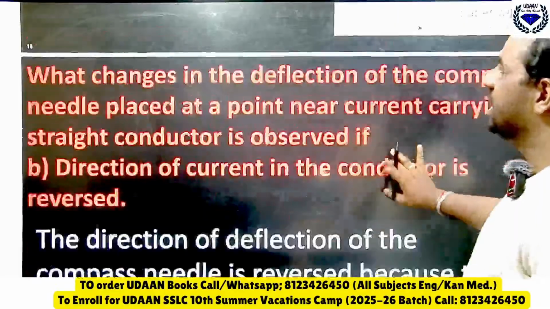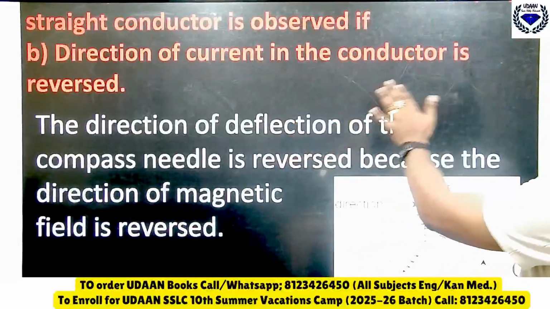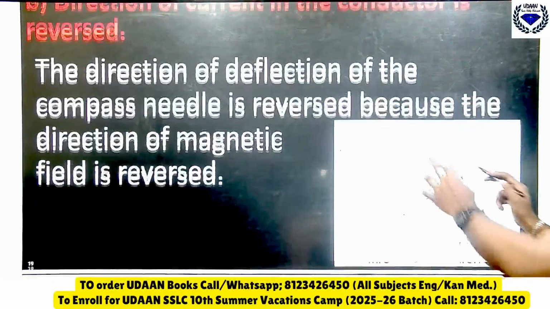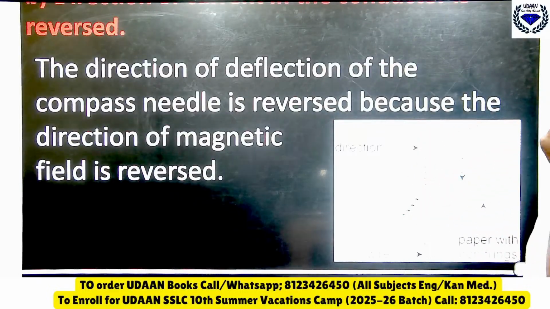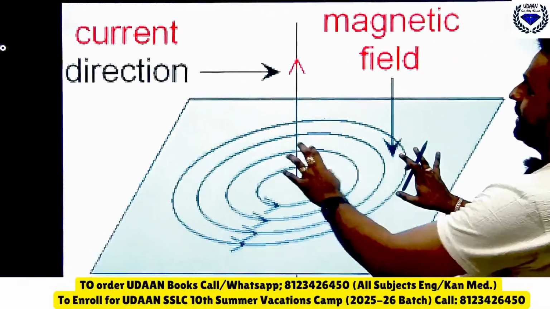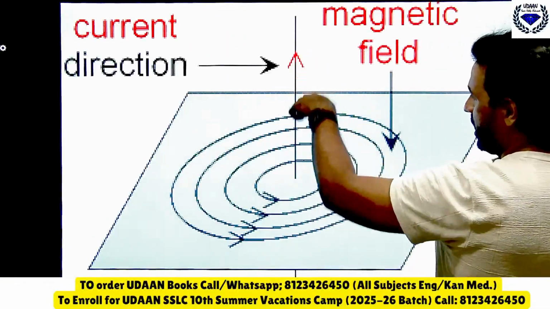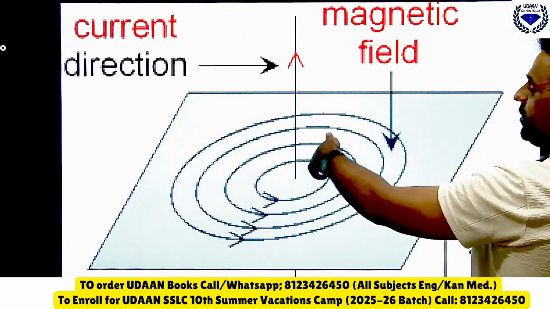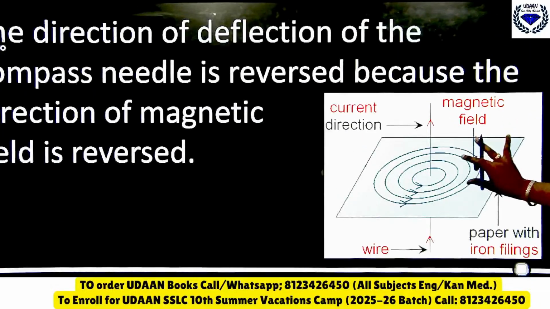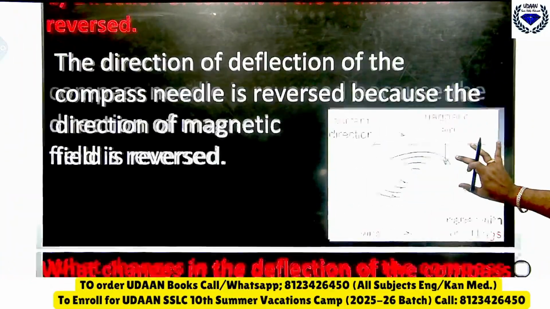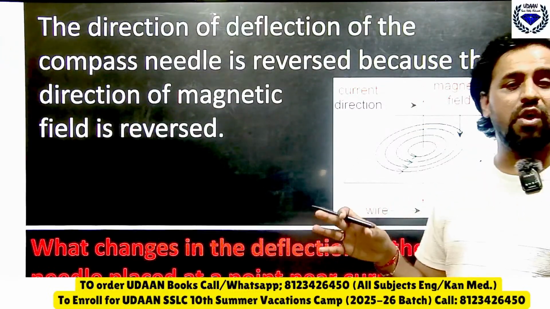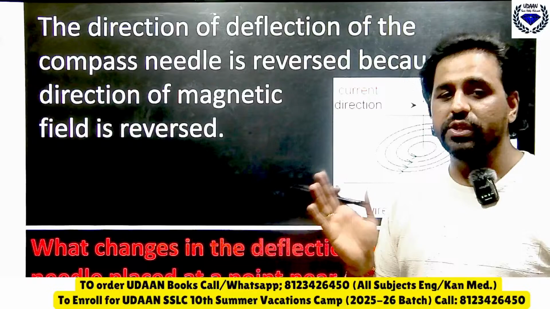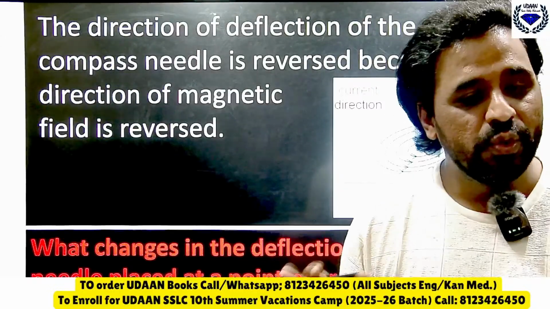Then the second question: the direction of current in the conductor is reversed. Suppose the direction of current is reversed, then the direction of the magnetic field will also be what? Reversed. That means if the current goes in the opposite direction, the magnetic field also gets reversed. See, the direction of deflection of the compass needle is reversed because the direction of the magnetic field will also get what? Reversed. So both these properties you should know properly here.